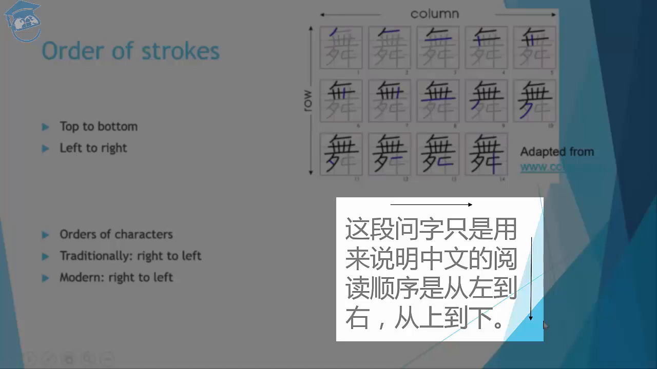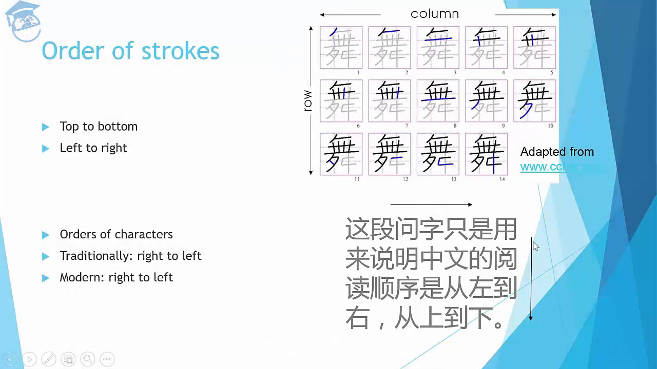But this is only for modern text. For traditional text, we start with the top right corner. Then we read from this direction, from top to bottom in a vertical fashion. Then we move on to the next line, from top to bottom. So this is how we will read if the text is traditional. Okay, this is just for your knowledge.